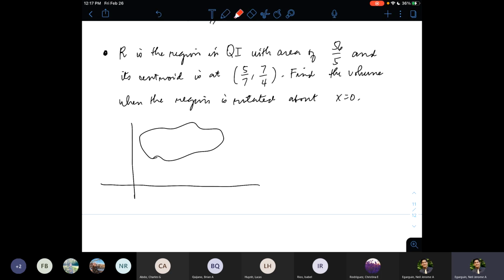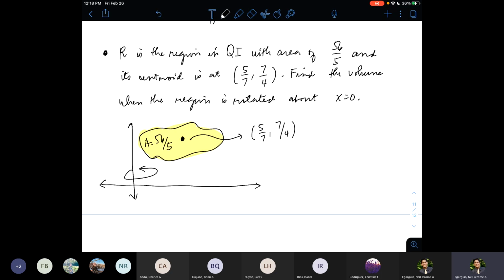And the area of this region is said to be 56 over 5. That's the area. And the centroid is at 5/7, 7/4. And the centroid is a geometric center. So let's assume that is 5/7, 7/4. Of course, as usual, my figure is not drawn to scale. And we want to revolve it around x equals 0. So we revolve it around the y-axis. So we revolve it that way.